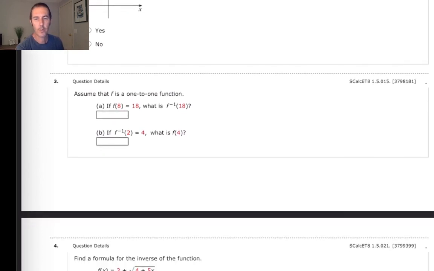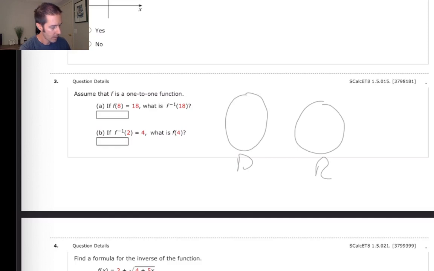Assume that f is a one-to-one function. Okay, we're making that assumption. If f of 8 is 18, what is f inverse of 8? Let me remind you that if we have a domain and a range, and a value such as 8 in our domain maps to 18 in the range, so this x value has a corresponding y value of 18, we can arrive to the number 18 by taking the number 8 and plugging it into our function, in this case called f.